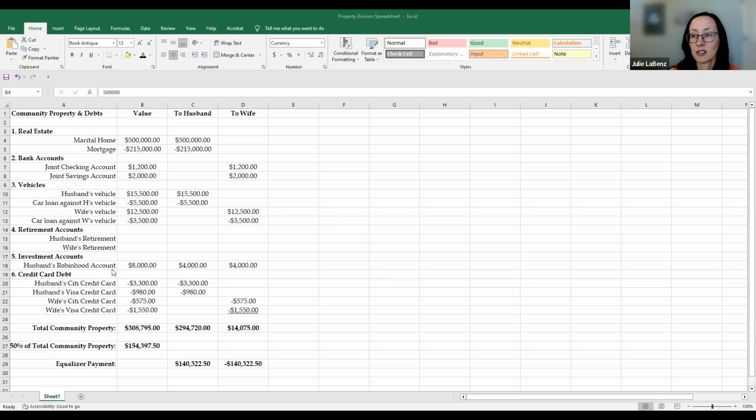Now, one thing that I didn't list on here is personal property. Consider all of the things around the house that don't have a title to them: your couch, your kitchen stuff, the beds, the wall decoration, everything in the house. That's all called personal property, and that needs to be divided up as well. So you're going to have a couple of ways to approach that.